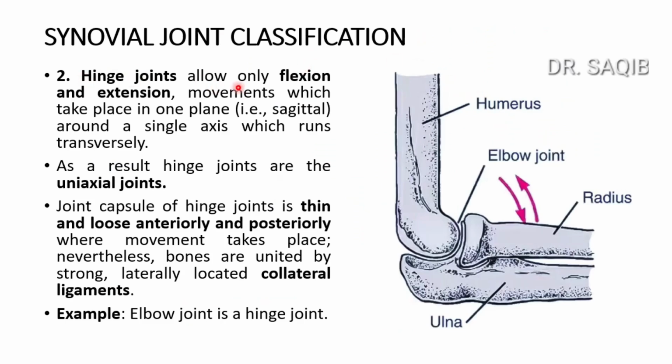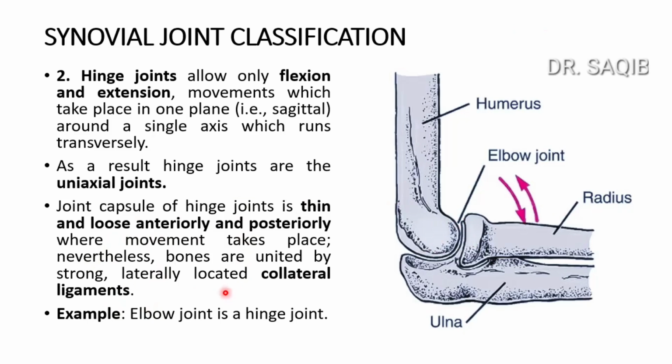Second is the hinge joint. They allow only flexion and extension movement, which take place in one plane, that is the sagittal plane, around a single axis which runs transversely, right? So as a result, hinge joints are uniaxial joints. The joint capsule of a hinge joint is thin and loose anteriorly and posteriorly to allow flexion and extension, for example at the elbow joint, where movement takes place. Nevertheless, bones are united by strong, laterally located collateral ligaments. For example, as I told you, the elbow joint is a hinge joint.